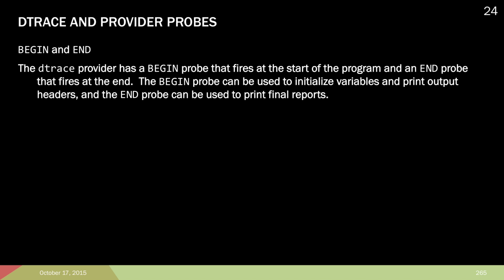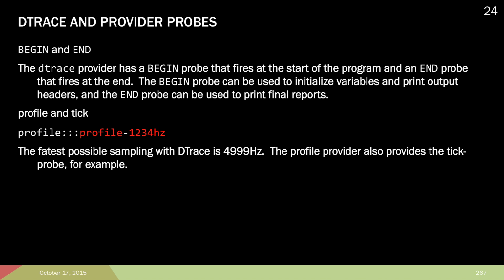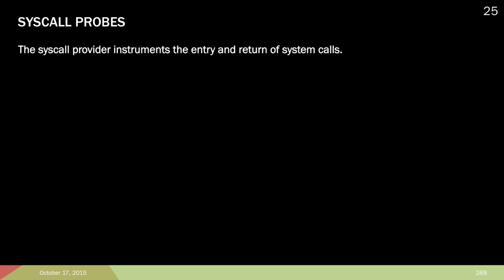The BEGIN probe fires when scripts begin and can be used to initialize variables or print headers, and the END probe fires before the script exits. Profile allows one to profile at a user specified rate, say 1234 Hertz, and 1234 can be changed to a different number. The fastest possible sampling rate is 4999 Hertz. Tick probes fire after n seconds. The probe in this case would fire every second.